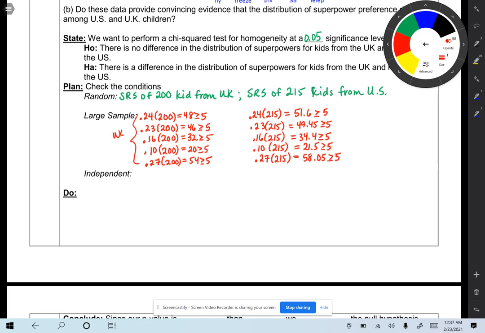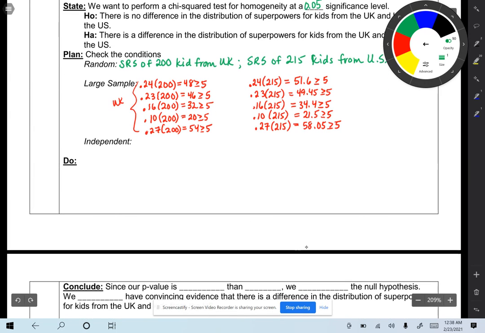So 0.27 times 215 equals 58.05, which is greater than or equal to 5. So large sample is met. And then finally, for the independence condition, it's reasonable to assume that there are more than 2,000 kids in the UK and more than 2,150 kids in the US.